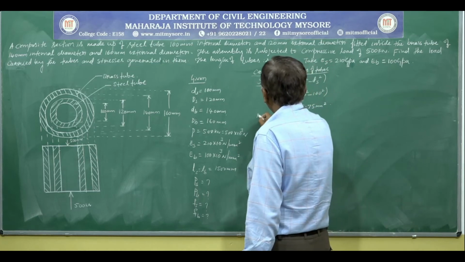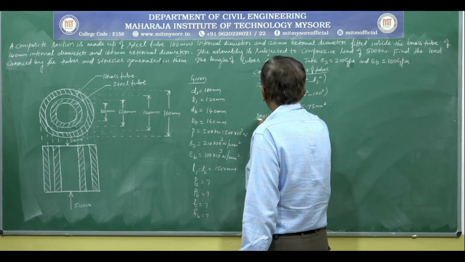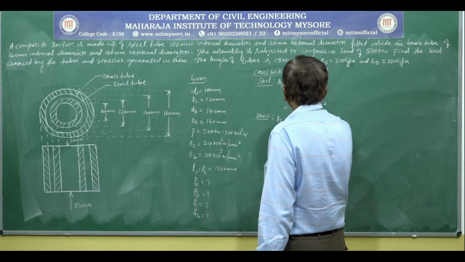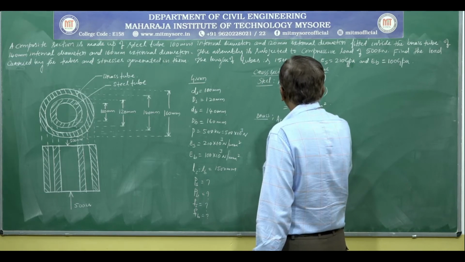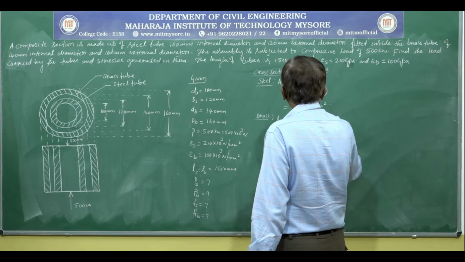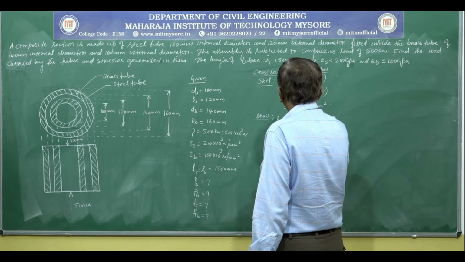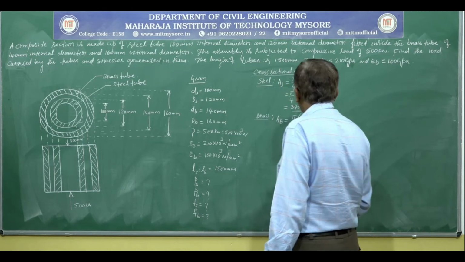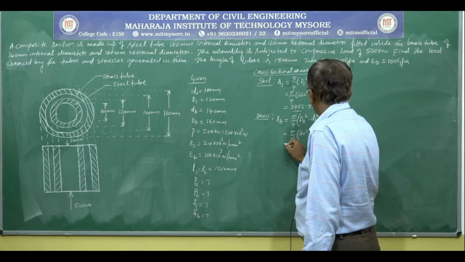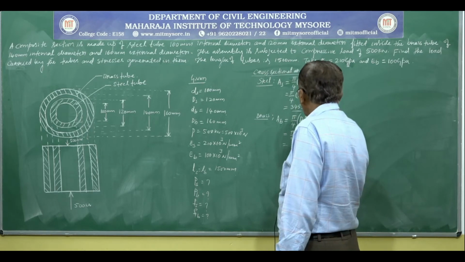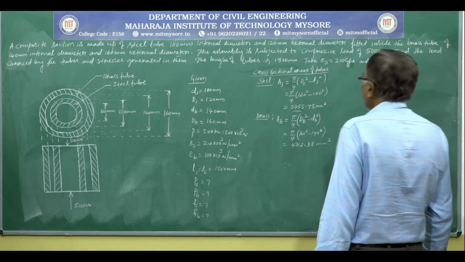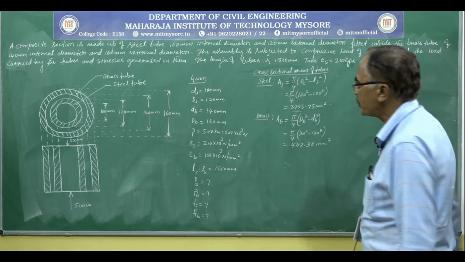Next, for brass, area of brass is equal to again pi by 4 into dB square minus diB square. Pi by 4 into 160 square minus 140 square. Solving, we will get 4712 millimeter square. So the length of the tubes is same.